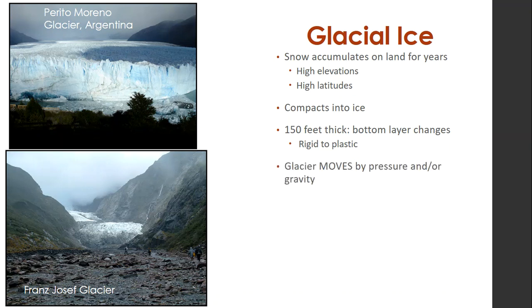So this glacier is moving by pressure and/or gravity. Just imagine that if you had a ball of silly putty and you started to push on the top of it, it would start to spread out. And that's kind of what's happening with a glacier. The weight of that snow is pushing it away and pushing it downhill.